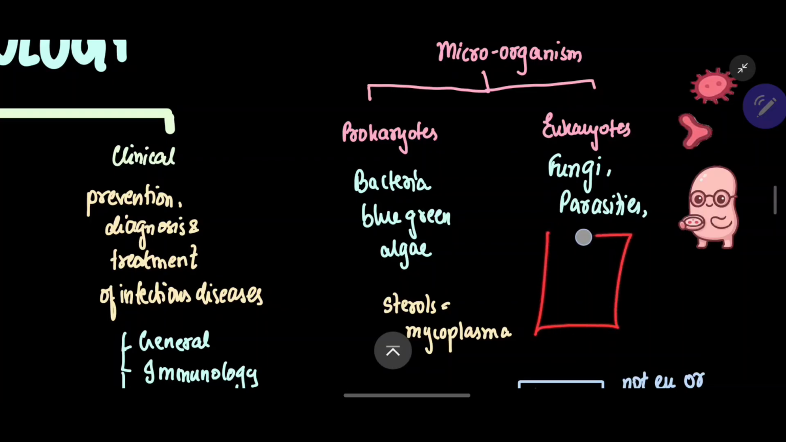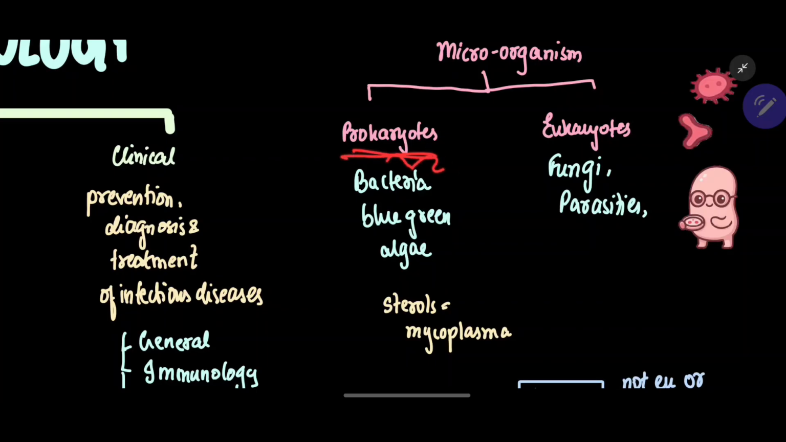What I would like you to do is to revise the table that is present in the textbook, or just search it up and read about the differences between prokaryotes and eukaryotes before we move on further. Or if you remember it, it's okay. Let us just move on.